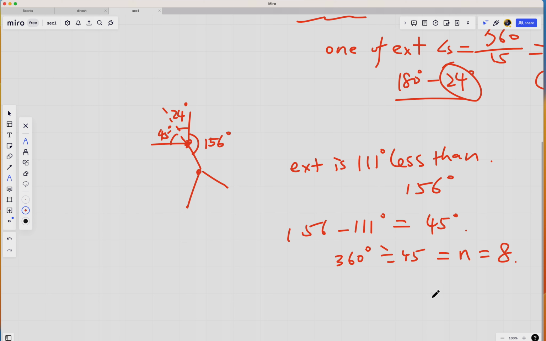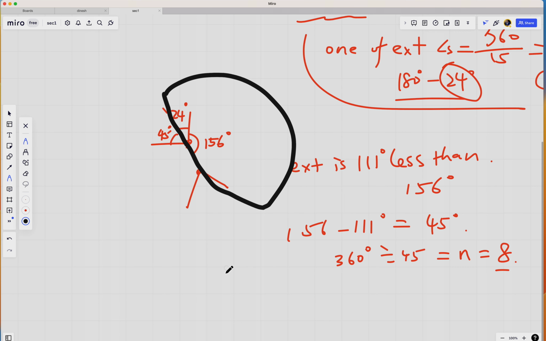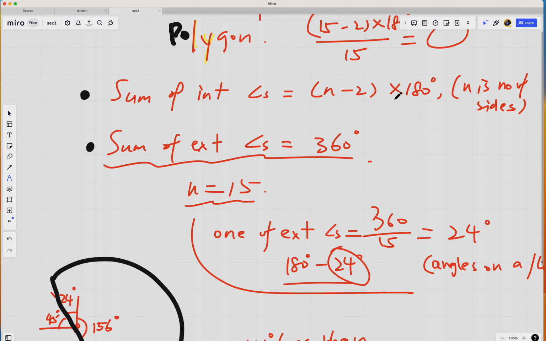That's how you do it. Then find the interior angle for the n-sided polygon. Once you have 8, then you can solve the rest. We have done the first part. Next, the key is still these two formulas. Seems like you have forgotten this one.